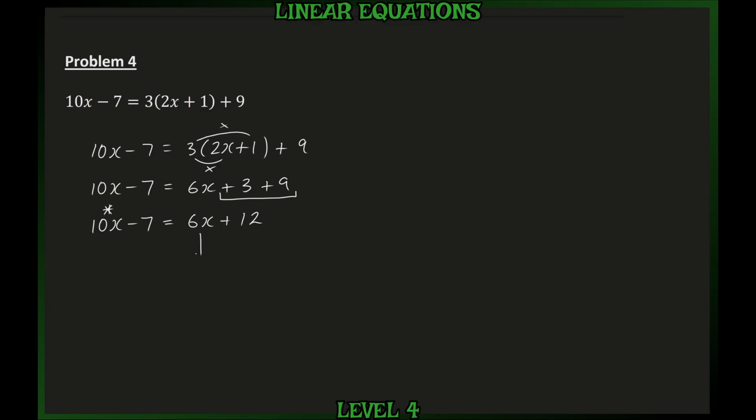And this means that we need to remove the 6x from the right, and we do this by subtracting 6x. And we do exactly the same on the left. Now on the left, the 10x minus 6x gives us 4x, and we still have a minus 7 there. And on the right, the 6x and the minus 6x cancel out to just leave us with 12.